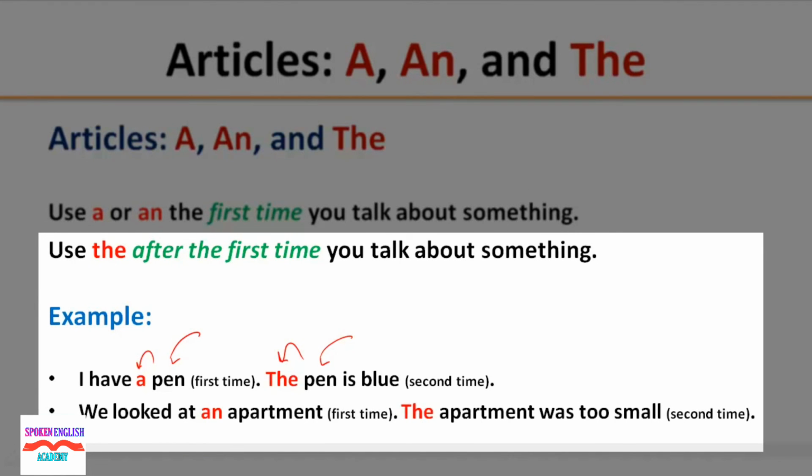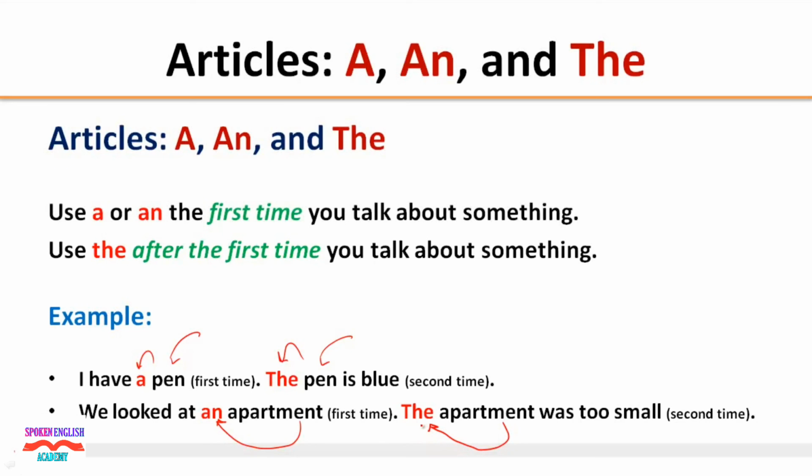We looked at an apartment. The word apartment here is mentioned for the first time, so it is preceded by an. The apartment was too small. The word apartment here is mentioned for a second time, so it is preceded by the.